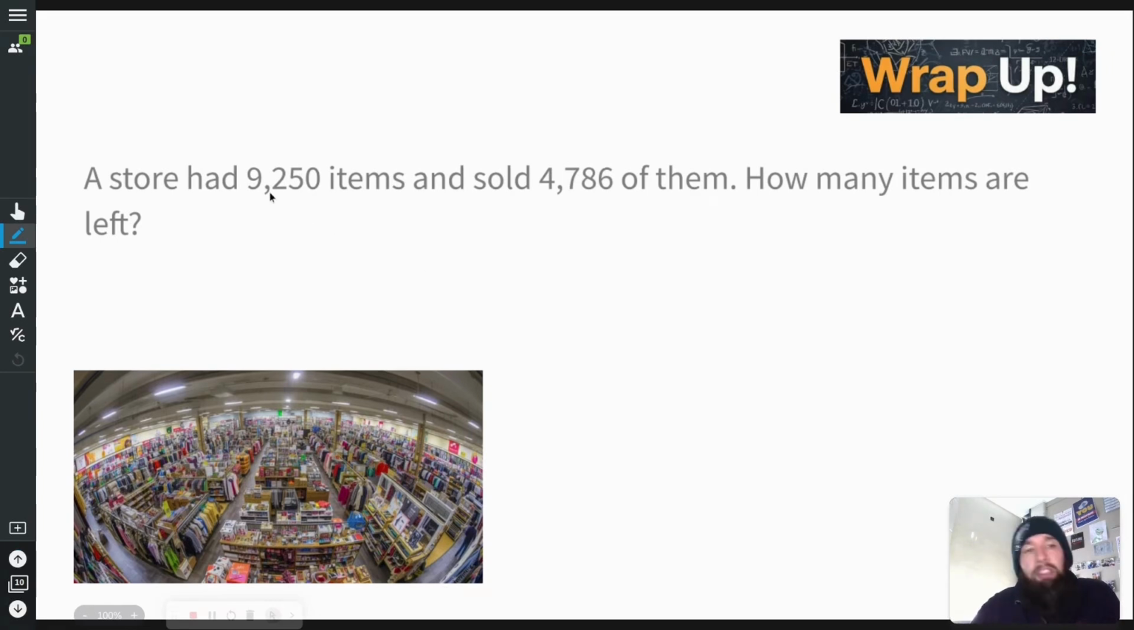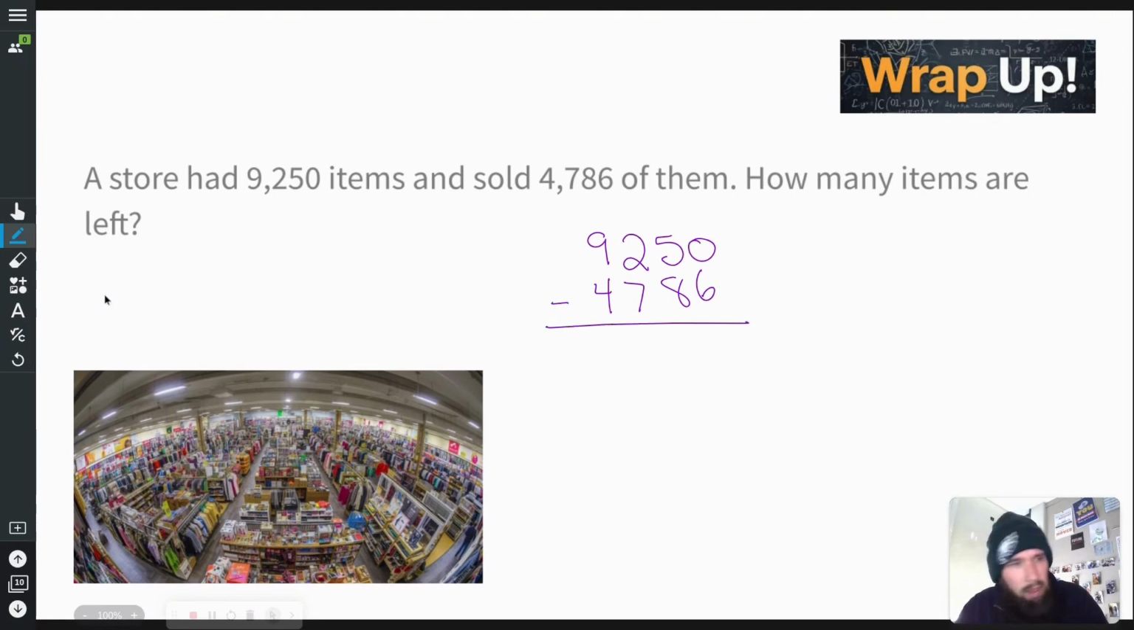All right. A store has 9,250 items and sold 4,780 of them. How many items are left? This is subtraction. When you have certain things and then you get rid of certain things, you subtract. So this is at the very beginning where it said line everything up. We have to make sure everything is lined up. So start with the bigger number, 9,250. And we're going to subtract 4,786. So we'll put a nice little minus sign there and get right to it.